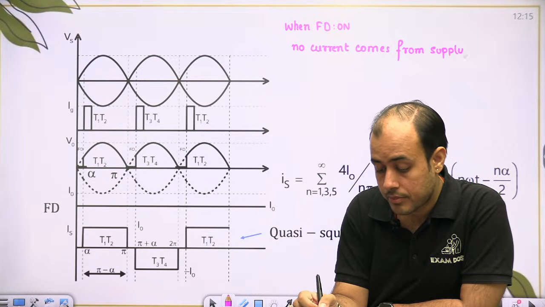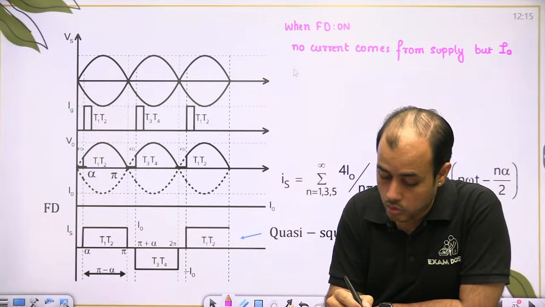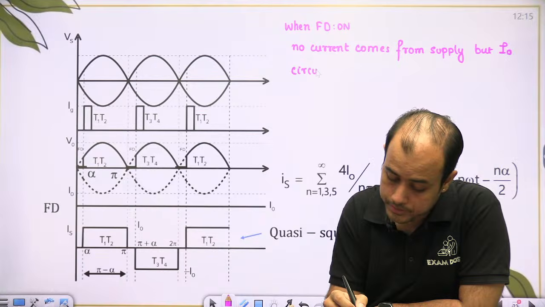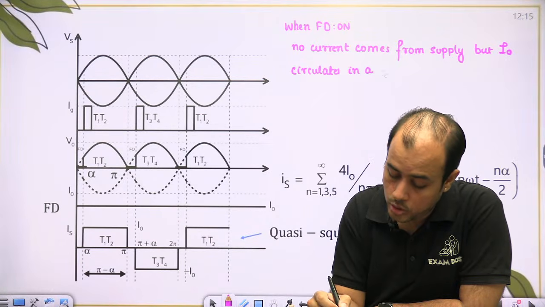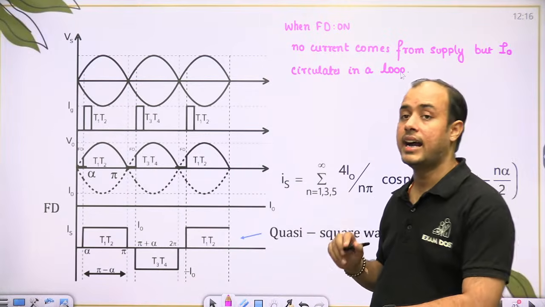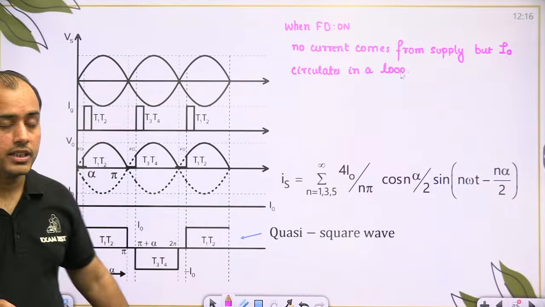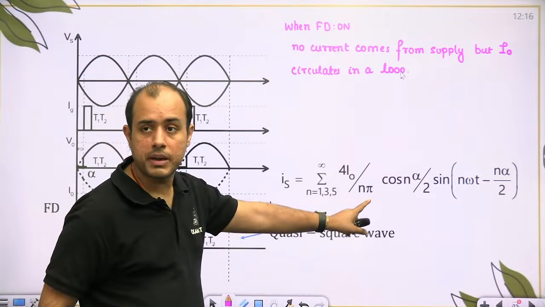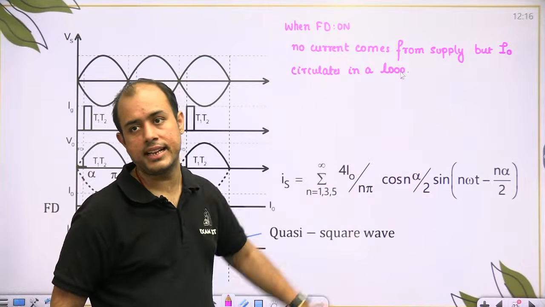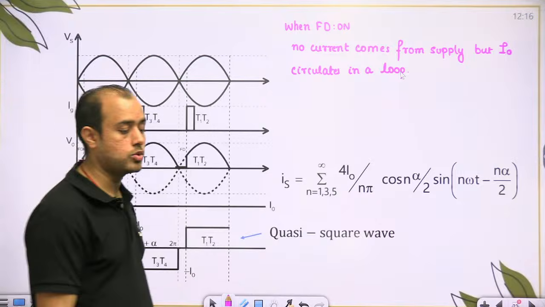but I0 circulates in a loop. ठीक है, I0 एक लूप में घूमेगा. ठीक है, इसीलिए IS 0 है. Now we have already seen the Fourier series of this waveform. 4I0 by pi cos n alpha by 2 sin n omega t minus n alpha by 2. This is a quasi square wave.